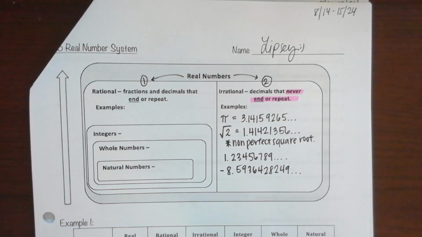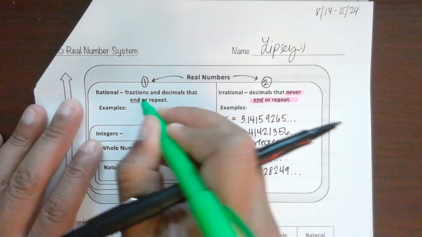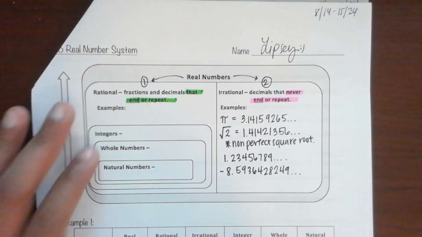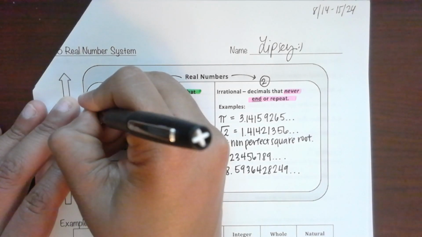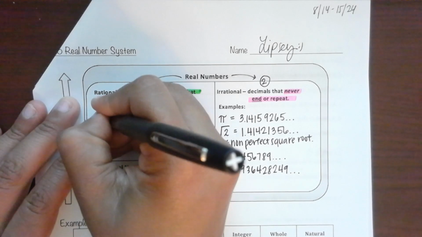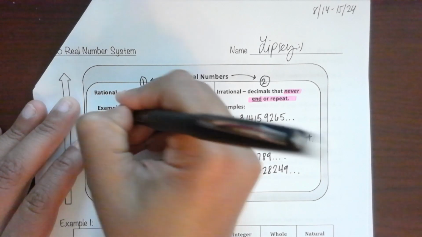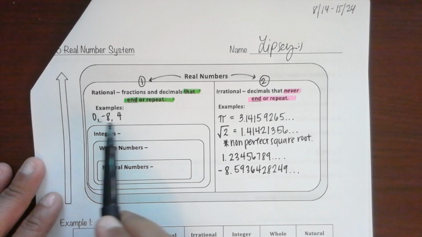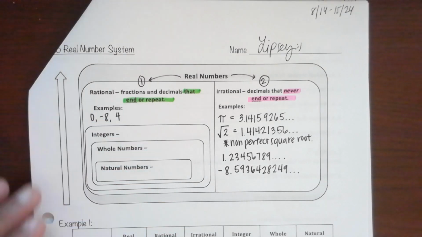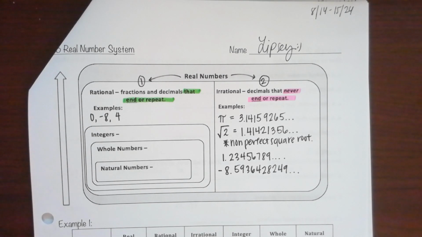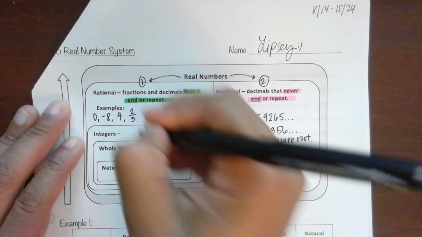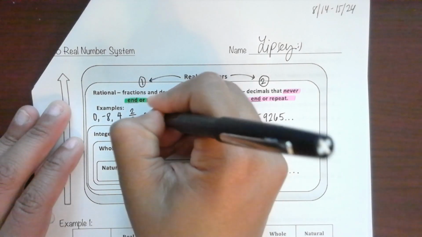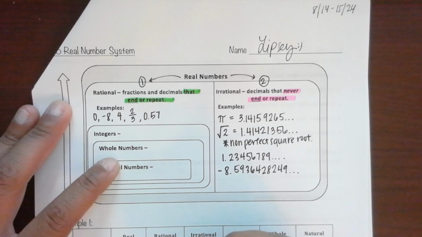Okay. Looking at rational, these are fractions that do end or terminate, so they do that. There's multiple examples of that. We have 0 is rational, -8 is rational, and 4 are rational. Why are all three of these whole numbers rational? How can they be written as a fraction? By putting it over 1. That's what makes it true. So the same thing is, what about 2/3? That's a fraction. We have 0.57. That's a decimal that terminates.